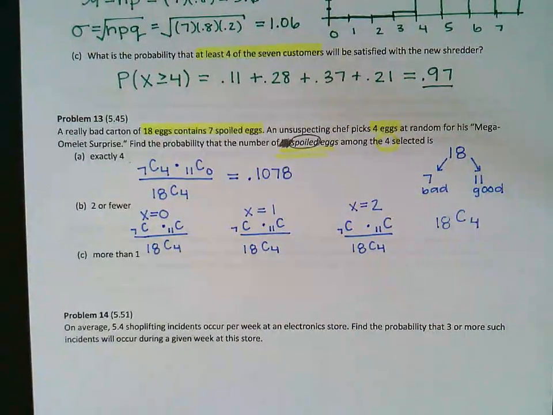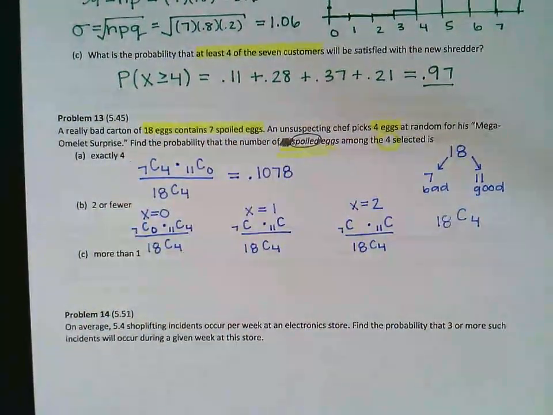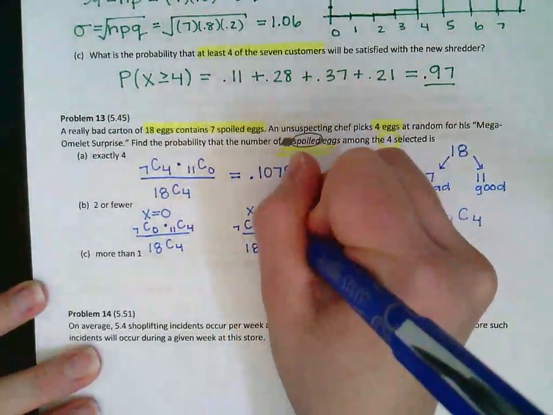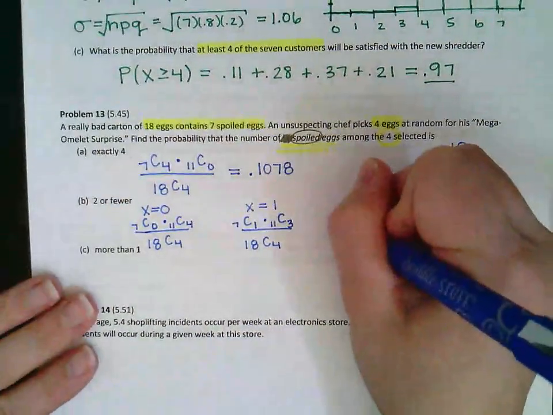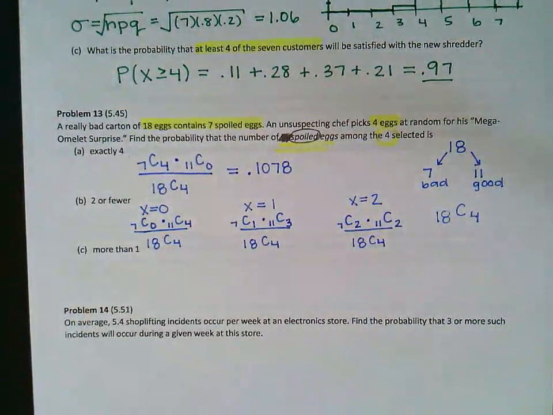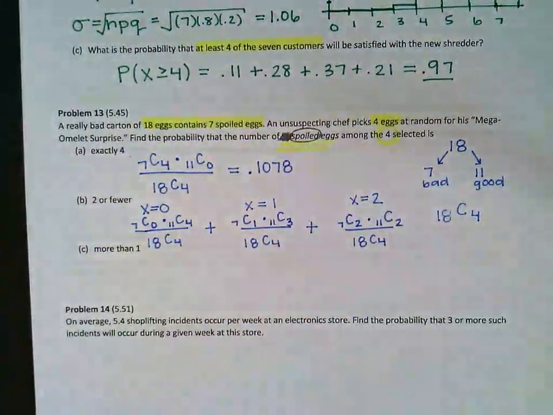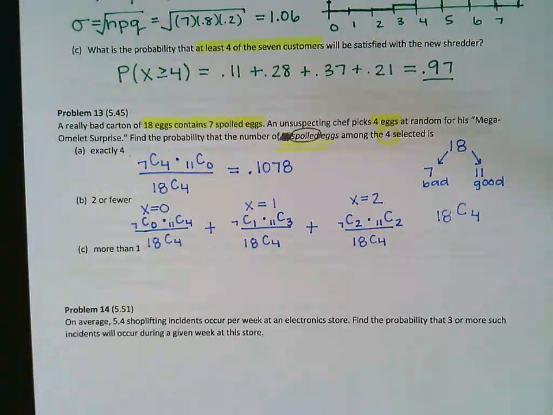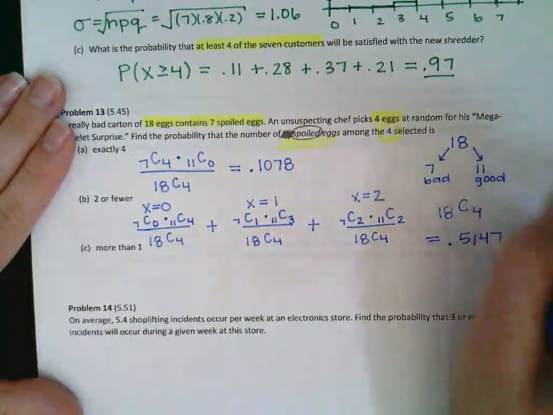So on this first one, if I want 0 spoiled eggs, that means 0 are bad, well then all 4 are good. On the second one, if 1 is bad, then that means 3 are good. And if 2 are bad, then 2 must also be good. I'm then going to find those individually and then add those probabilities to each other. And when you do that, you get 0.5147. Okay?